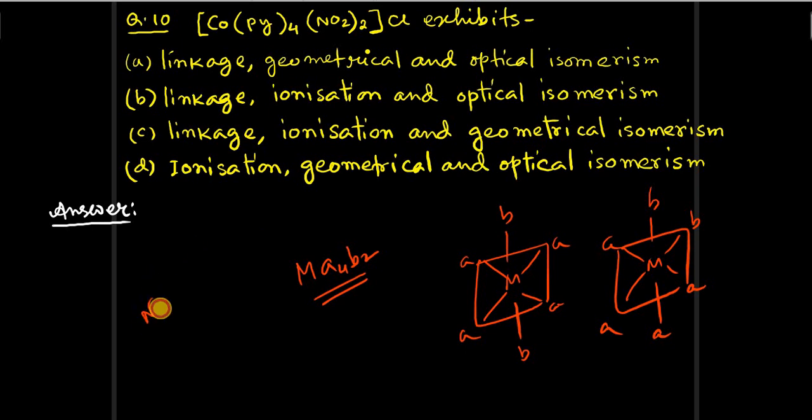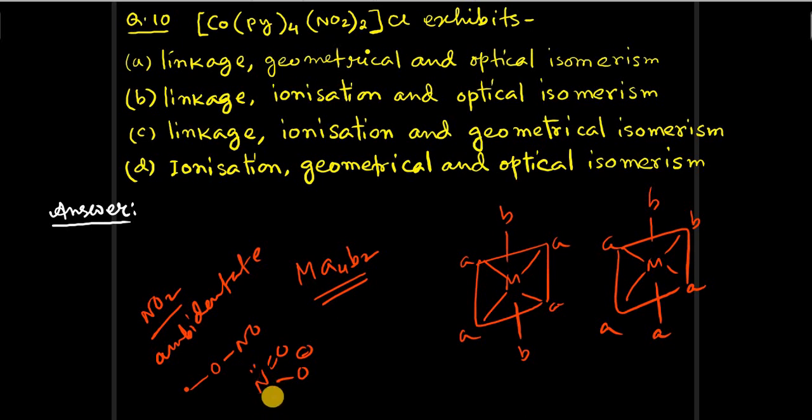Now this NO2 ligand is an ambidentate ligand. It can bond through ONO or it can bond through nitro. So since it is an ambidentate ligand, linkage isomerism is possible here. If it bonds through nitrogen or if it bonds through oxygen, you will get simply linkage isomer. Here you are also getting geometrical isomer, cis trans.